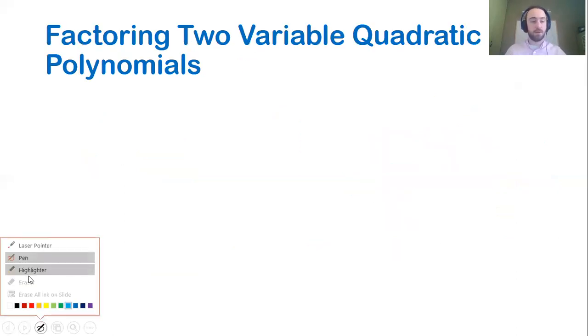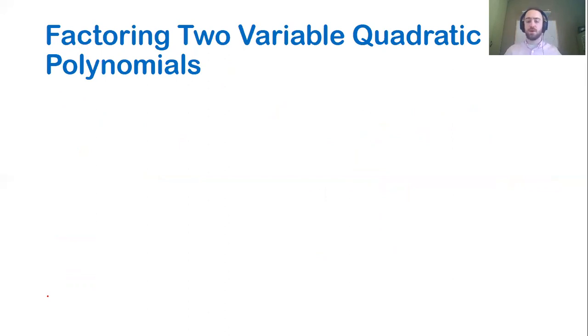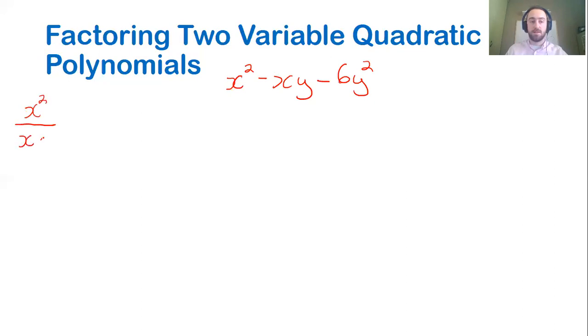Now, something new. What happens when we have more than one variable? So something like x squared minus xy minus 6y squared. What do you think we do in this case? Well, it's simply the exact same thing. We're going to write down all our factors of x squared. In this case, it's x and x. We're also going to write down our factors of negative 6y squared.